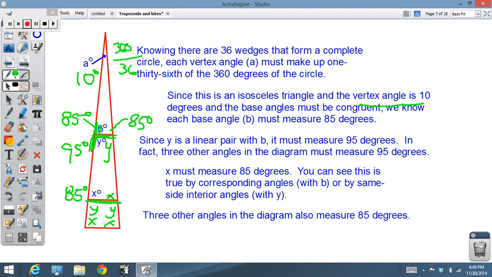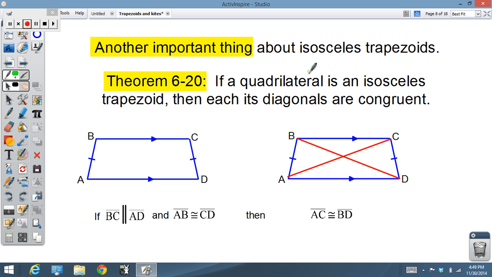Now, moving on. Another important thing about isosceles trapezoids. Okay, theorem 6.20 says if we have an isosceles trapezoid, BC are parallel, AB is congruent to CD, then our diagonals are congruent. Okay, theorem 6.20.